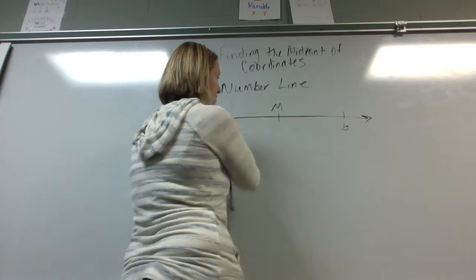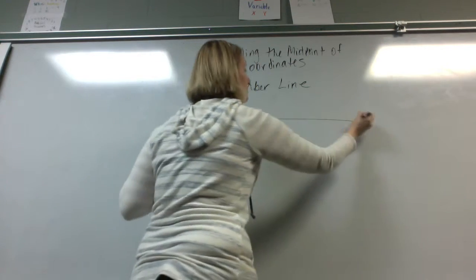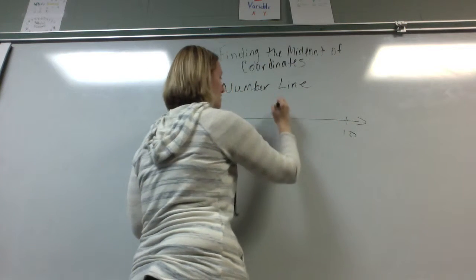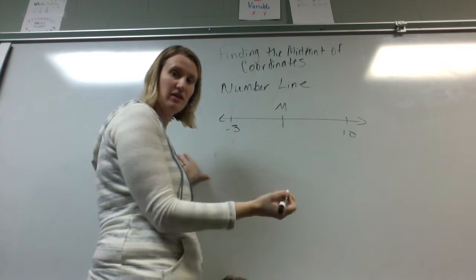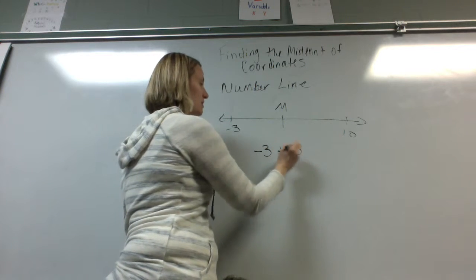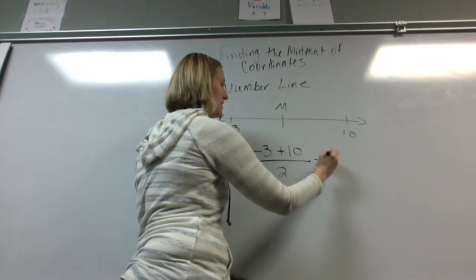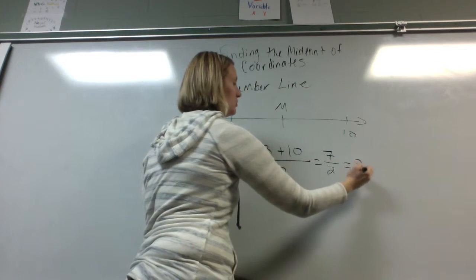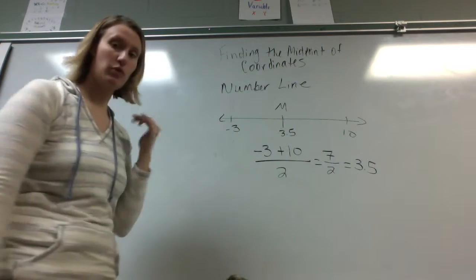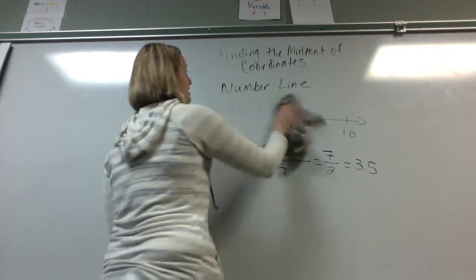So for an example, if I have a number line, and we are at the point -3 and 10, and we want to find that midpoint. To find the midpoint, we are simply going to take -3 plus 10 and divide that by 2. -3 plus 10 is 7, divided by 2 is 3.5. So that midpoint is the positive 3.5, okay? So that is pretty simple.